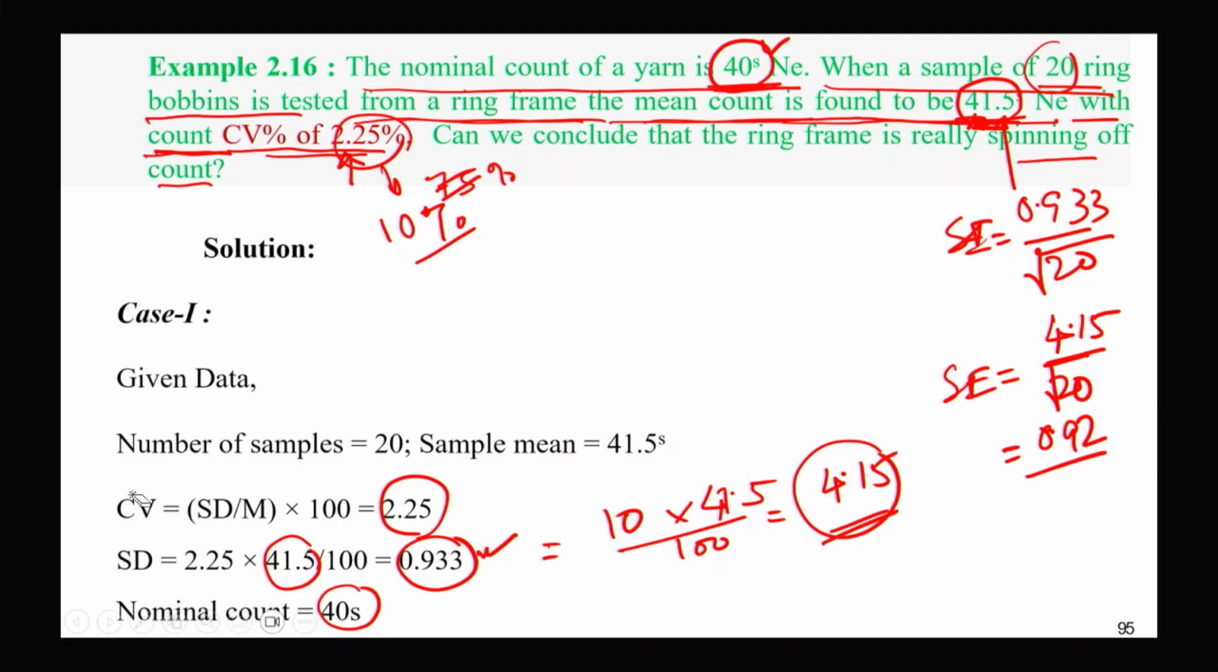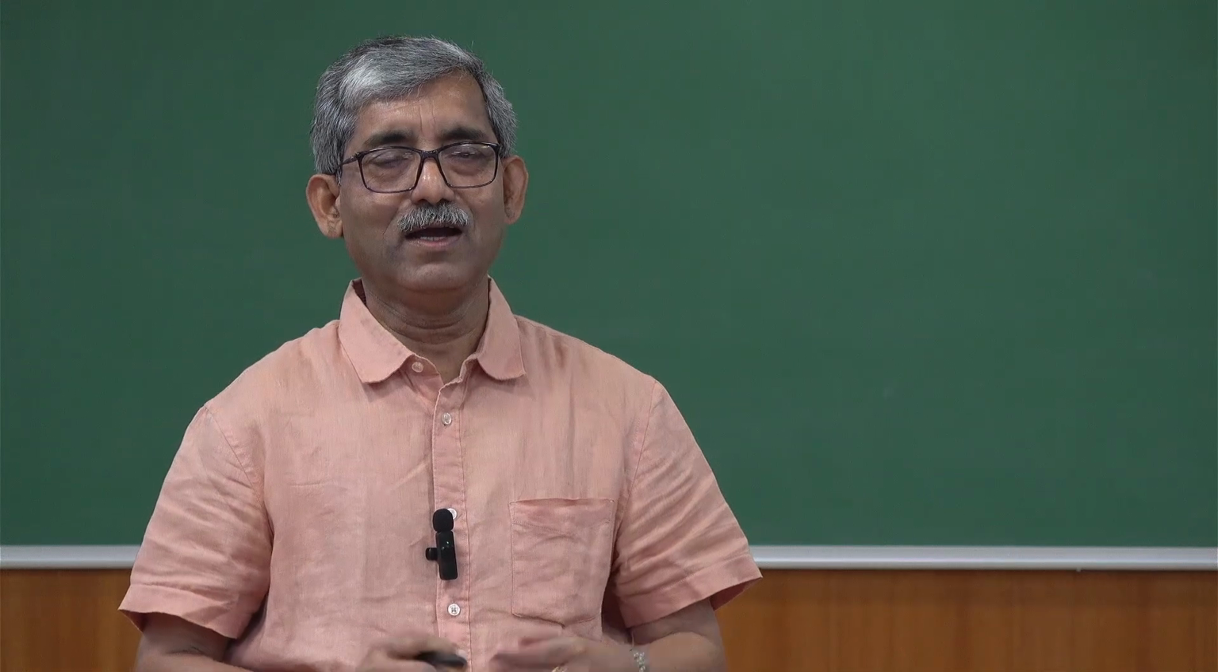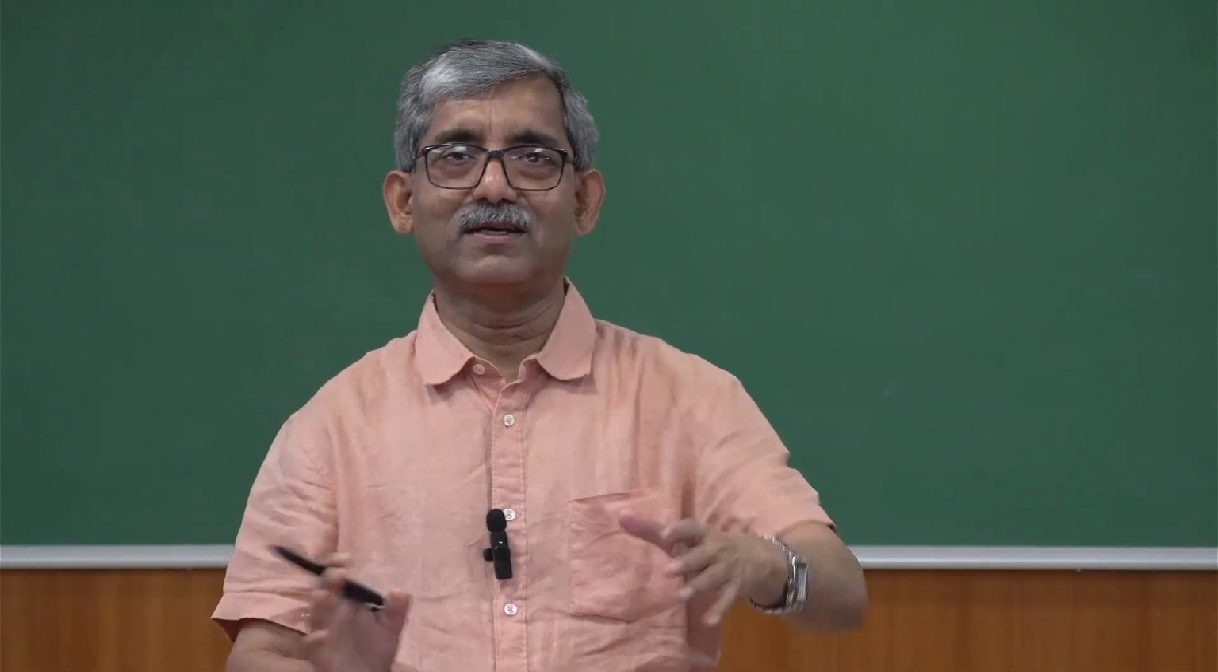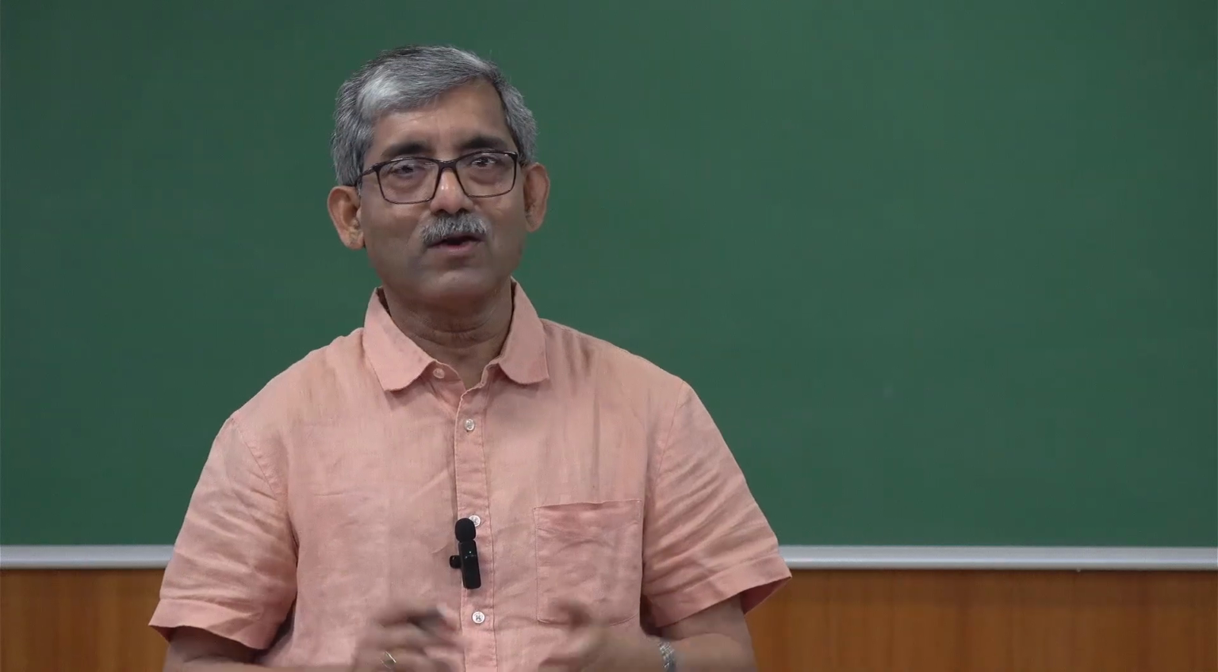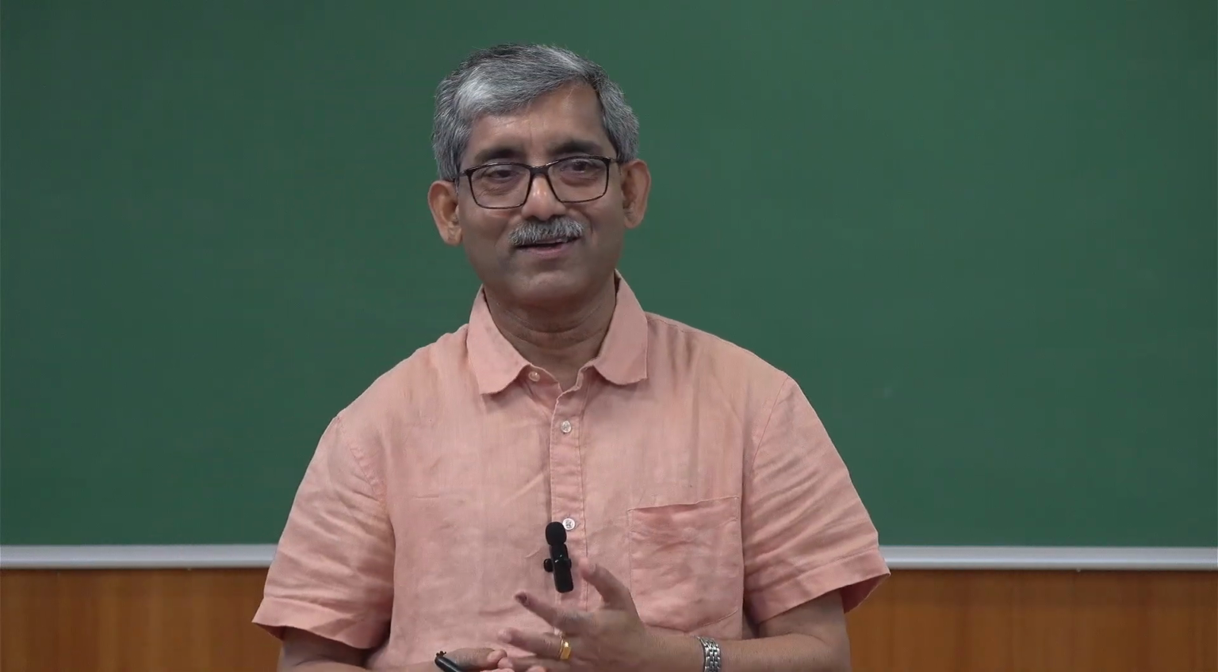What we have done here, the only change is the variability. In place of 2.25%, the variability is higher, so you are producing the same finer yarn with much inferior quality, and our statistical conclusion is that we are not producing a finer one.